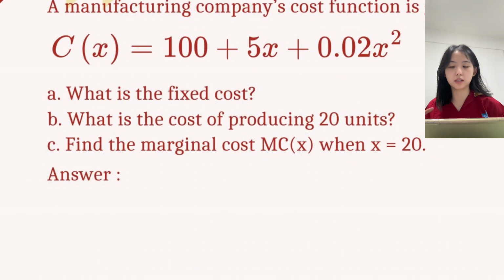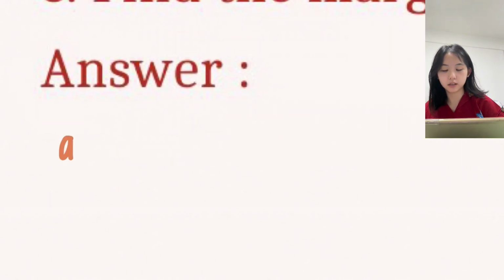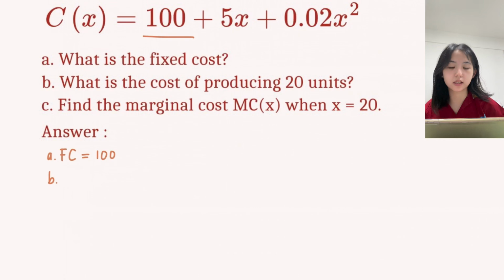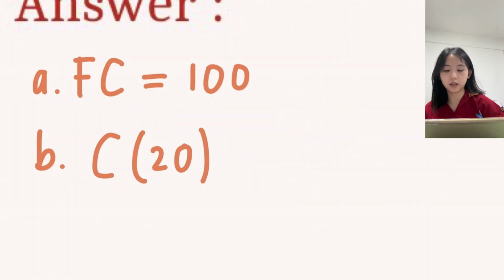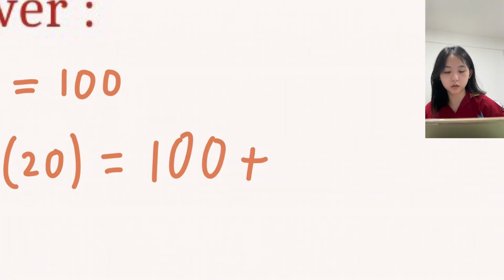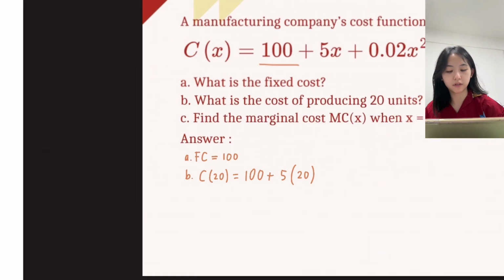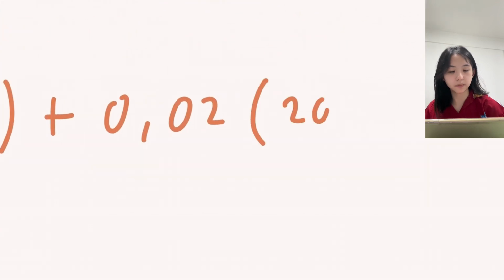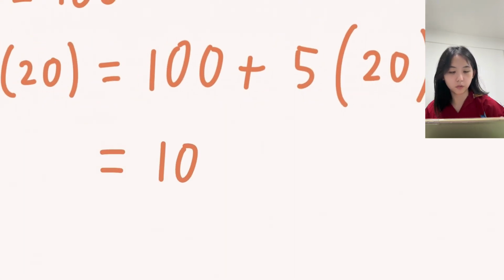But it depends. If it's C of t, you can find the fixed cost, meaning the number that does not interfere with t. So the fixed cost is denoted as FC, big FC, equals 100. And for B1, what is the cost of producing 20 units? The cost of producing 20 units is simply substituting 20 into C of x, which is C of 20 equals 100 plus 5 times 20, plus 0.02 x squared, which is 20 squared.